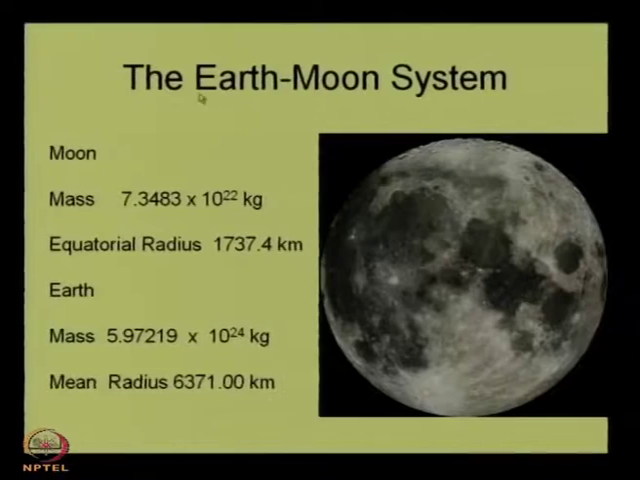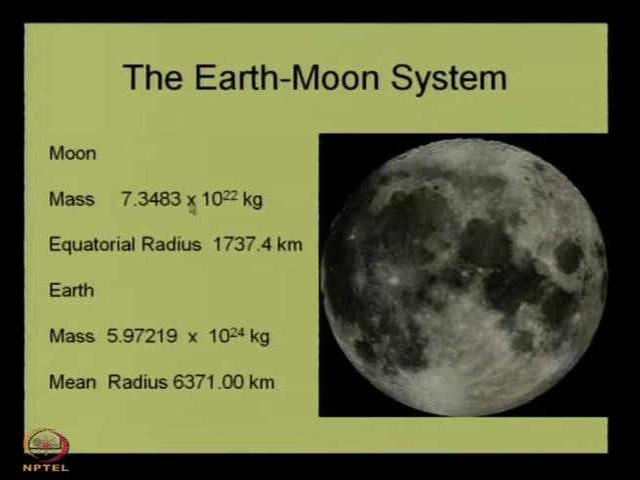Welcome to today's class. We have been discussing the solar system. Today we are going to come back closer to the earth and discuss the moon, the earth-moon orbit in particular, and its influence on the earth. And the moon, as we know, is the most prominent astronomical object in the night sky. So the earth-moon system is what we are going to discuss today.